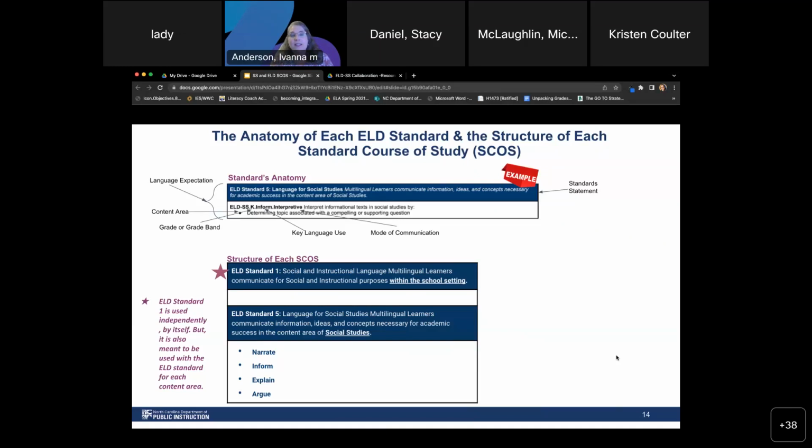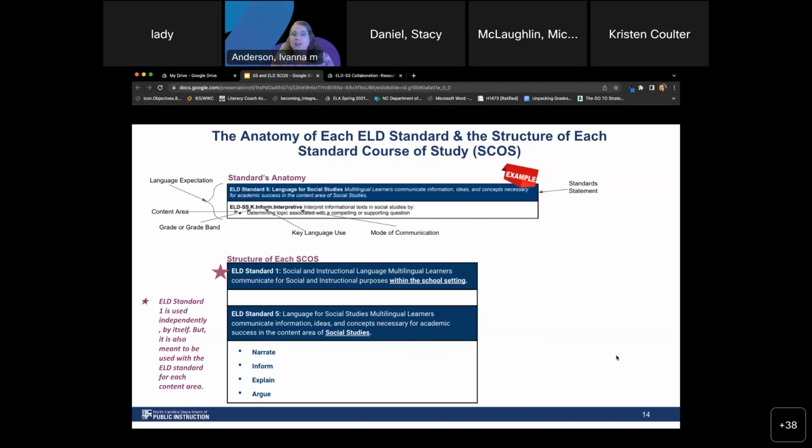And one of the things that we found is that these language supports and these strategies not only help your multilingual learners, but they help all of your students. So when we go to the bottom of the screen, we have a little bit more information about the structure of each of the standard course of studies.